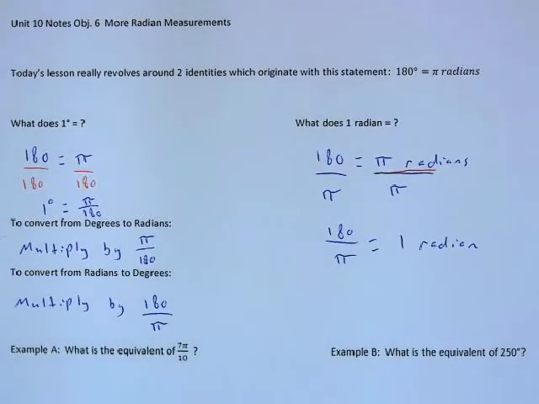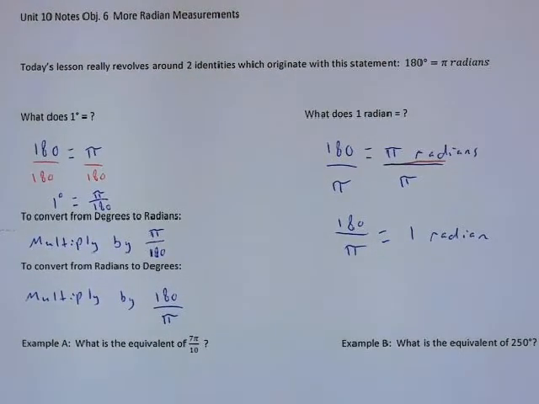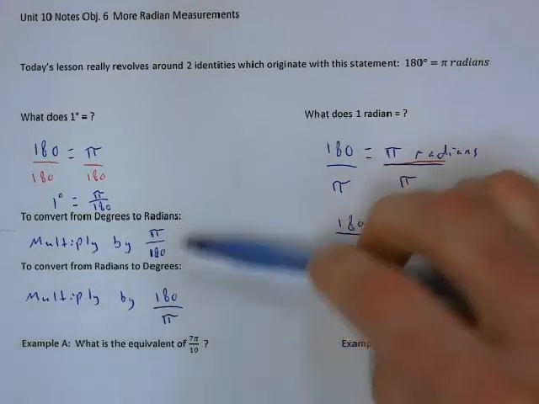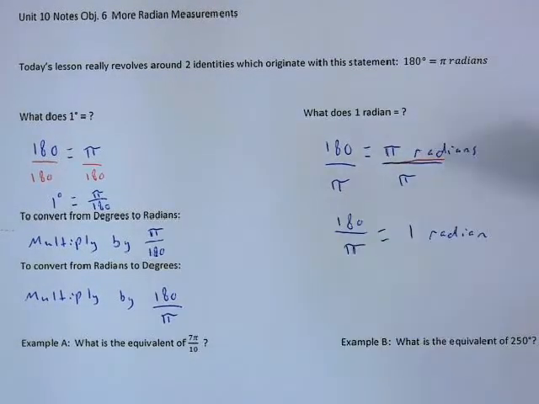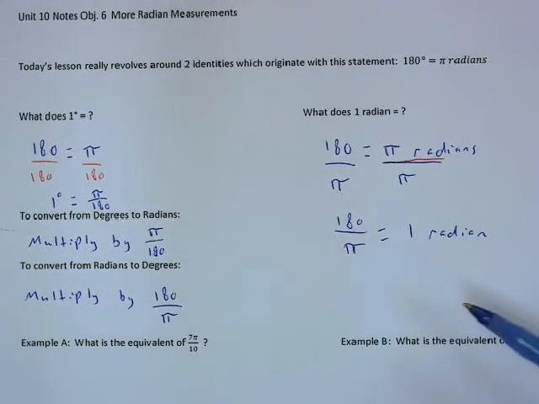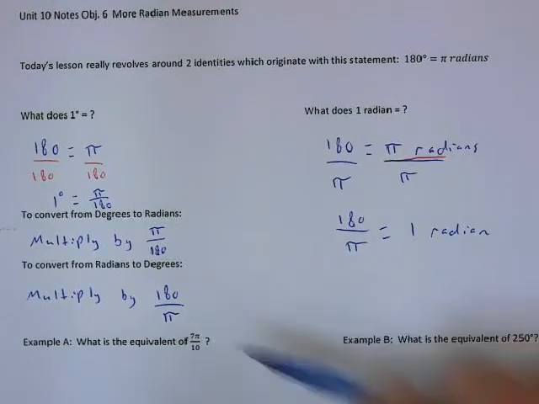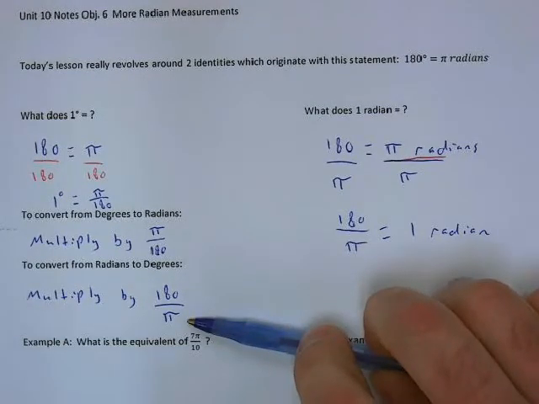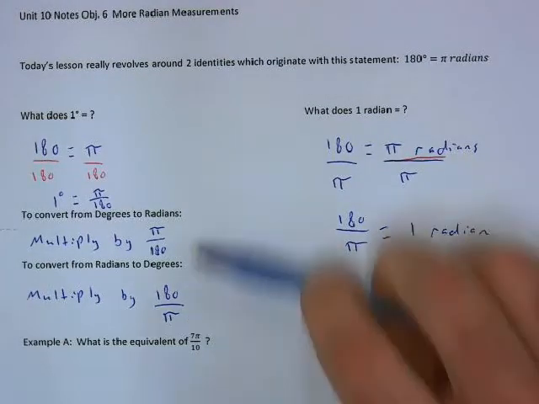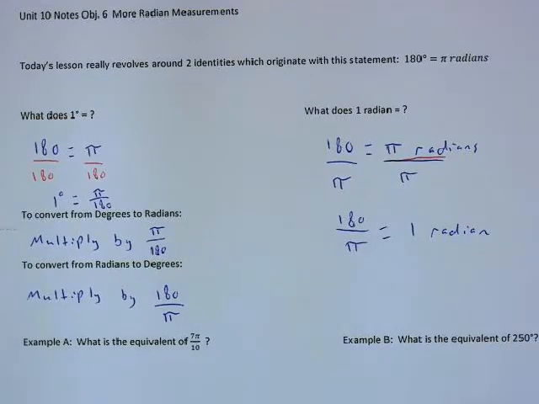Now to help you memorize which one you need to do: if you want to go from degrees to radians, where do you want pi to be? You want pi in your numerator, and you're going to have some other number in your denominator. You're going to create that fraction. And if you're going from radians to degrees, you're already going to have a pi in the numerator. You're going to want that pi to cancel, so you're going to want to multiply by something that has pi in the denominator. So that's how you can think about it: where do I want the pi to end up?